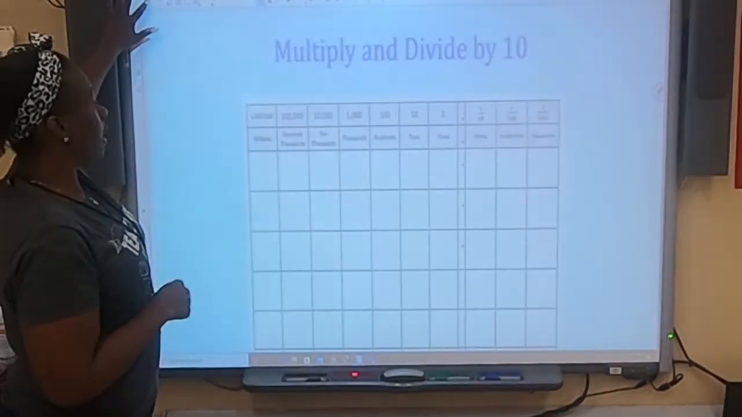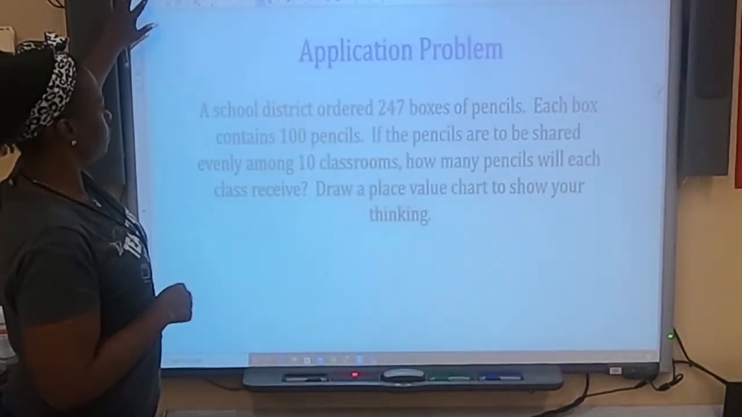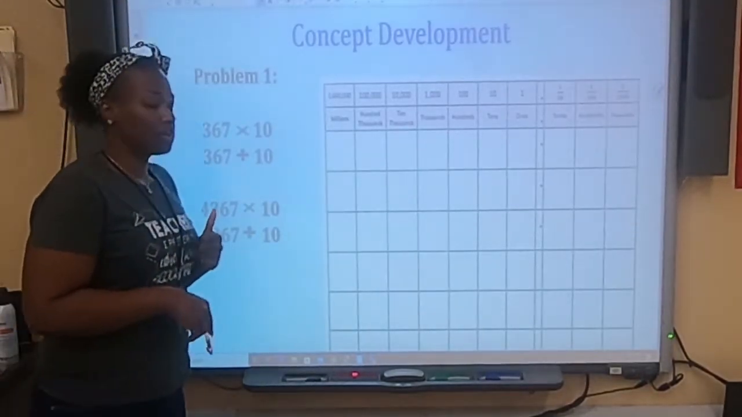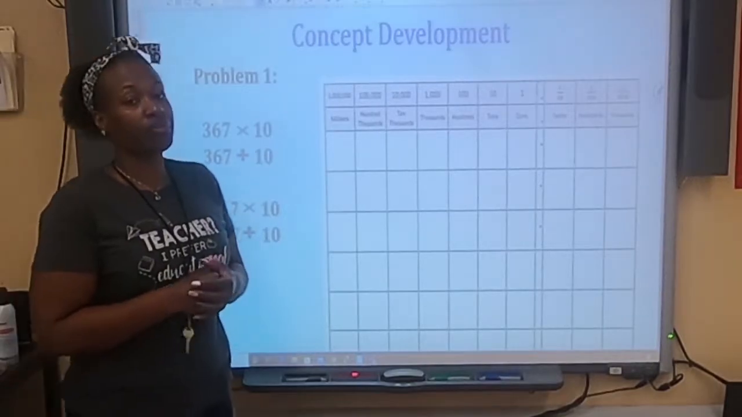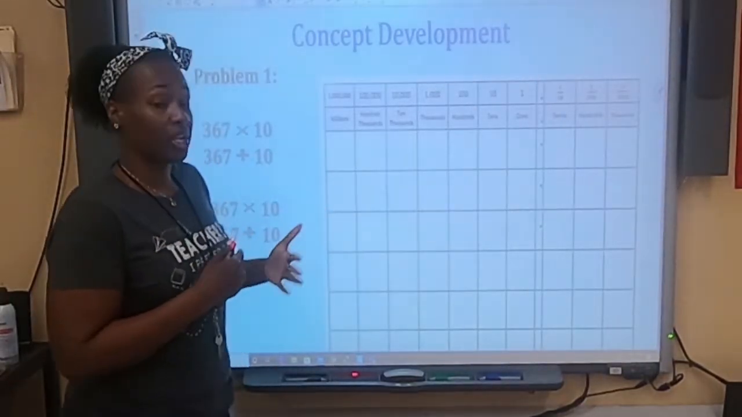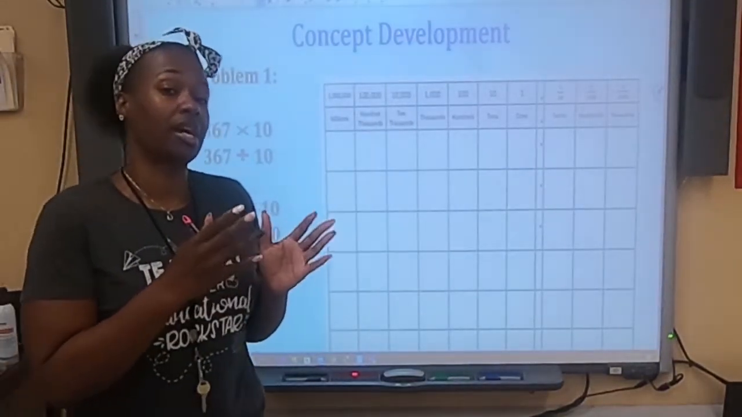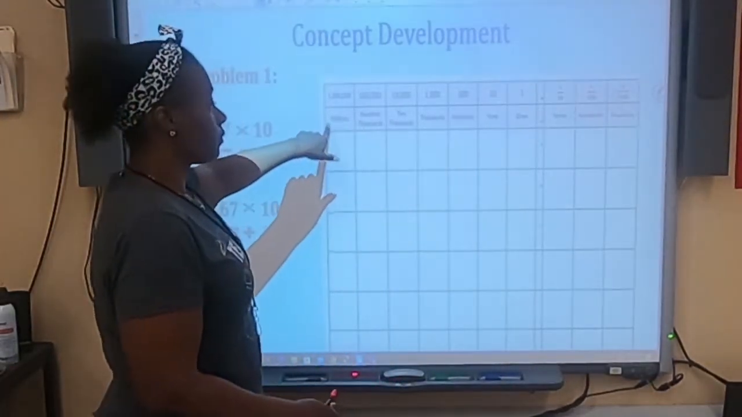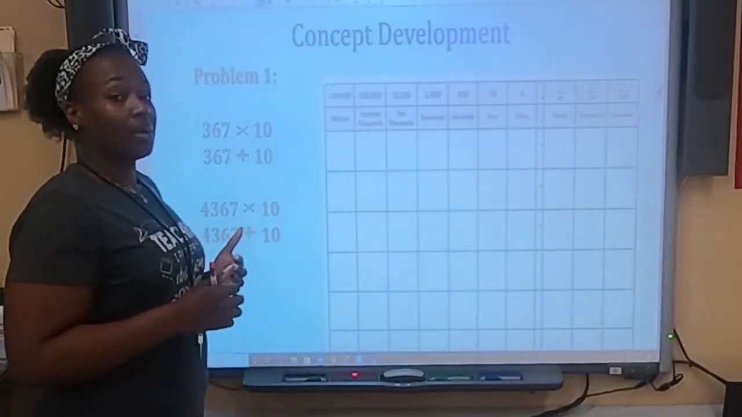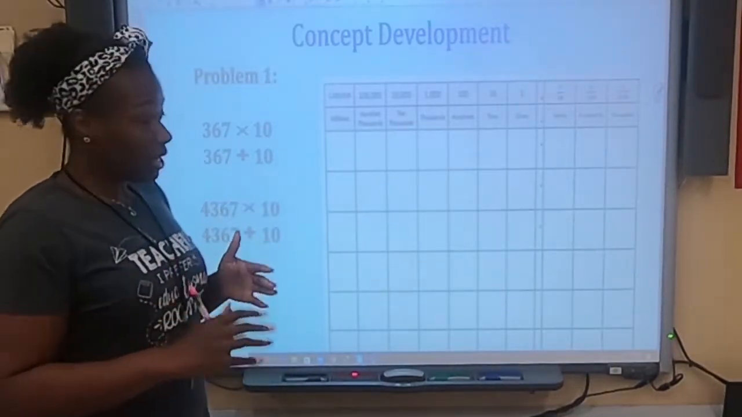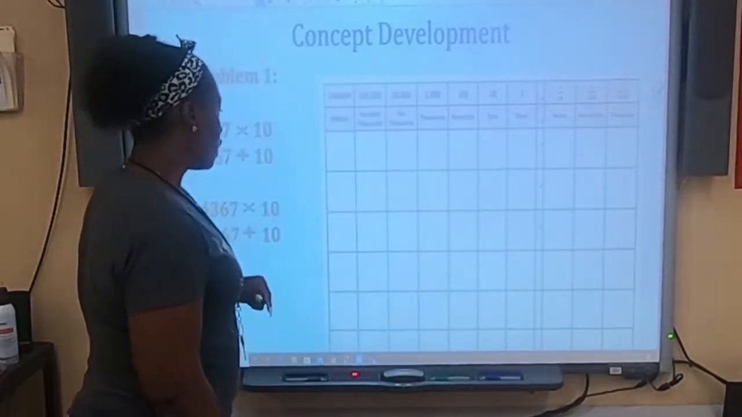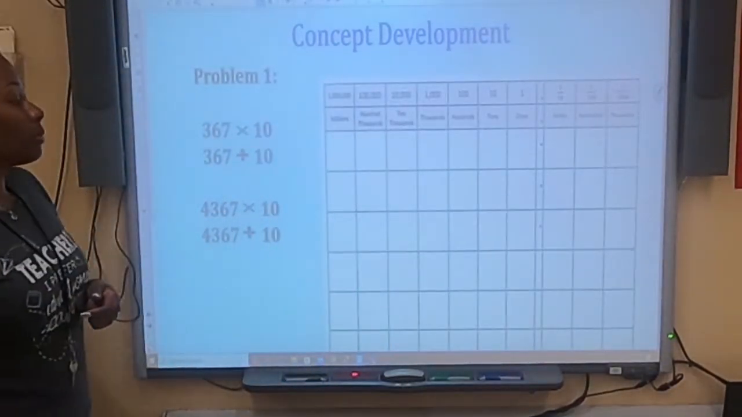So let's get into our lesson. We are still multiplying and dividing by powers of 10. Refresh your memory from lesson 1. Remember on the place value chart, when we multiplied, we shifted our digits to the left because the left gets bigger. And when we divided, we shifted our digits to the right because the right gets smaller. So we start by writing our number on the place value chart.